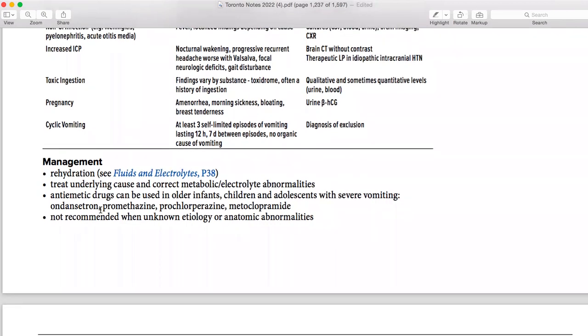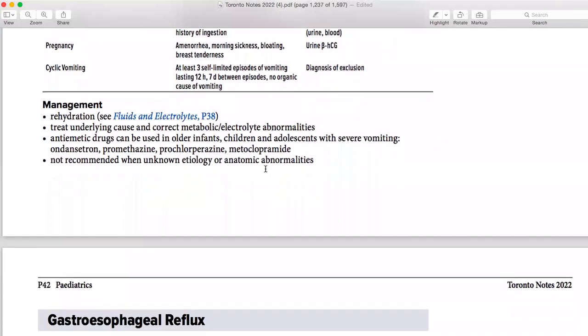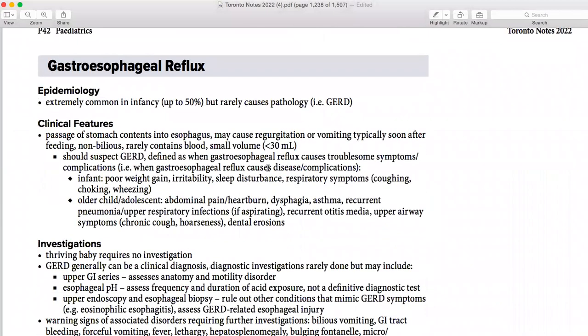Because if you are going to give antiemetics in somebody who has a viral infection, what will happen is basically that all that particular waste or whatever is coming from your mouth is going to stay inside the body and it's going to cause more problems. So you need to see where antiemetics are needed. So make sure you know where antiemetics should be started. It is not started in every scenario, okay? Not recommended when unknown etiology and anatomic abnormalities.